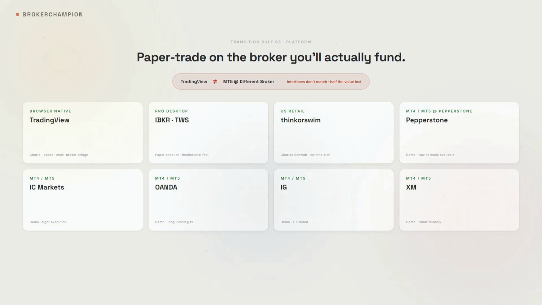The interfaces don't match. Real options include TradingView itself, IBKR's TWS paper account, Thinkorswim from Charles Schwab, or MT4 and MT5 demos at Pepperstone, IC Markets, Oanda, IG, or XM. Confirm the data is real-time, not 15-minute delayed. Match the instrument list to what you'll trade live.